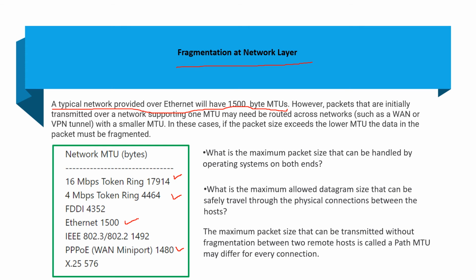To avoid fragmentation, we need to find out the maximum packet size that can be handled by the operating system on both ends, and the maximum allowed datagram size that can travel through the physical connections between the hosts. The maximum packet size that can be transmitted without fragmentation between two remote hosts is called the path MTU. And in SD-WAN, we are going to discover this path MTU automatically.